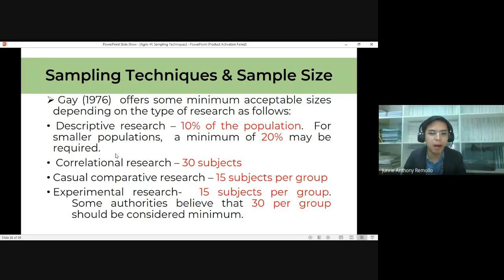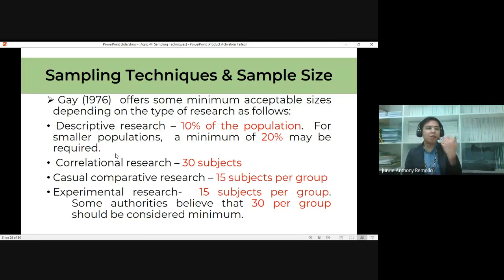For causal comparative research, 15 subjects per group. And then for experimental research, 15 subjects per group also. However, some authorities believe that 30 per group should be considered the minimum. And on my part, if 30 is attainable, then I would switch to 30 compared to 15.